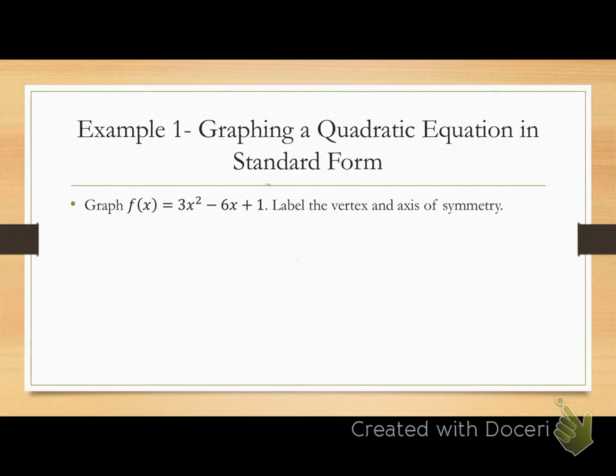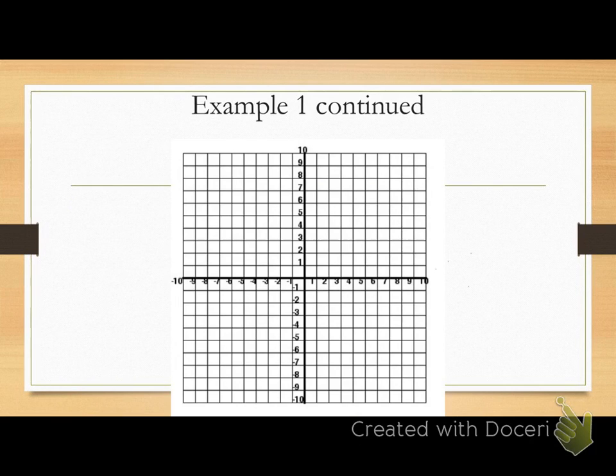Okay, so let's graph f of x equals 3x squared minus 6x plus 1. Label the vertex and axis of symmetry. So we're first going to find all the things we need to graph it. We're going to find our axis of symmetry, our vertex, and our y-intercept. And then I'm going to come over here and graph it on this graph for us. Everyone got it?